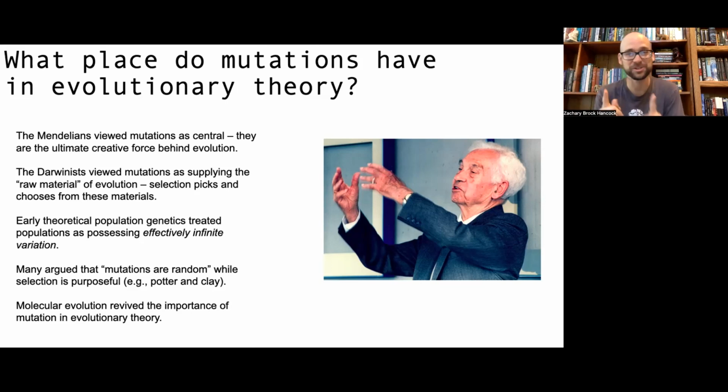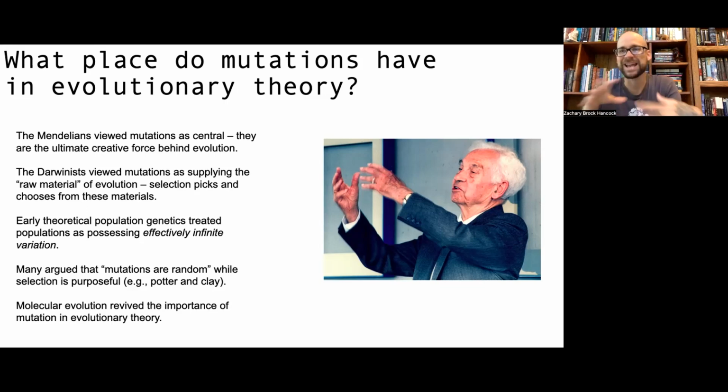Now, this is diametrically opposed to the way the Darwinists and later the architects of the modern synthesis viewed mutation. And in fact, the way I'm going to pitch this is probably the way you've heard it. So they viewed mutation as supplying the raw material of evolution. That is to say that selection picks and chooses from the materials that are supplied by mutation. Now, this basically assumes that mutation is providing the selective mechanism with all possible variation that it can need, that populations are effectively infinite in the amount of variation that they exist with, and so selection has any amount of variation to choose from. And this leads to the idea that mutations are random while selection is purposeful.